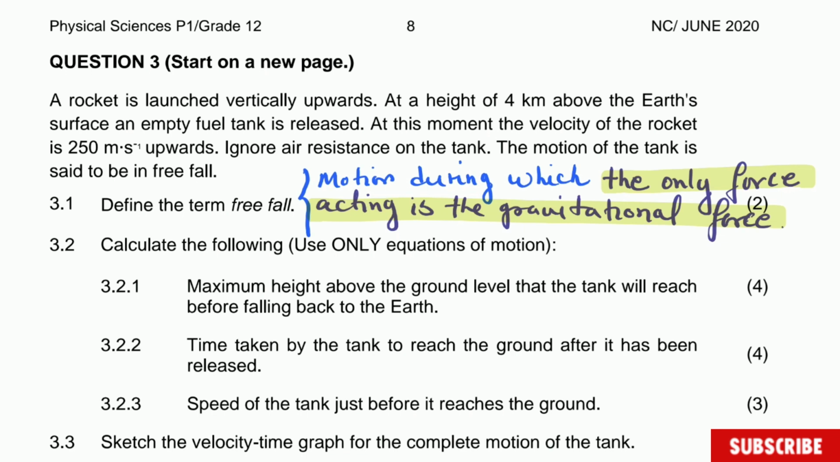Question 3.2: calculate the following, using only equations of motion. So we cannot use energy or any other method, only equations of motion, and the maximum height above the ground level that the tank will reach before falling back to the Earth.